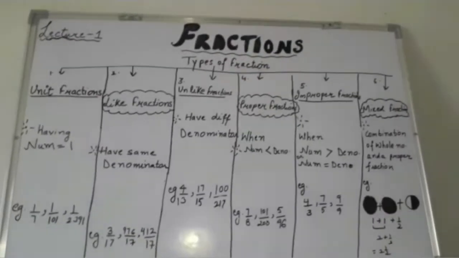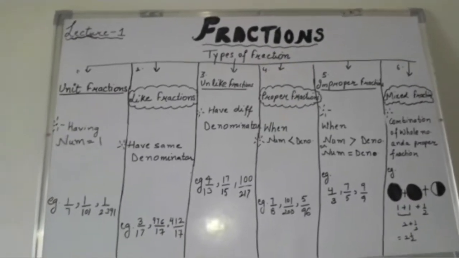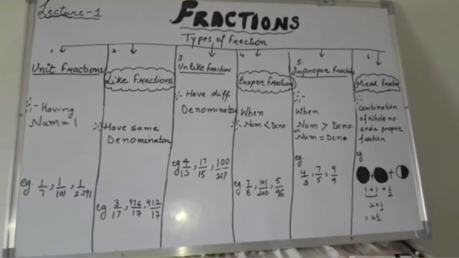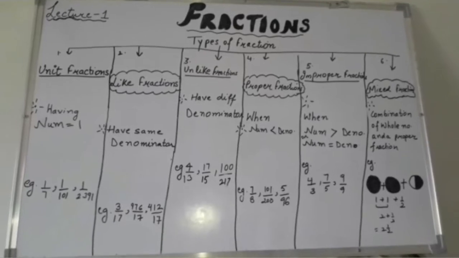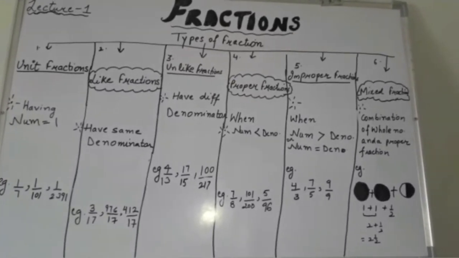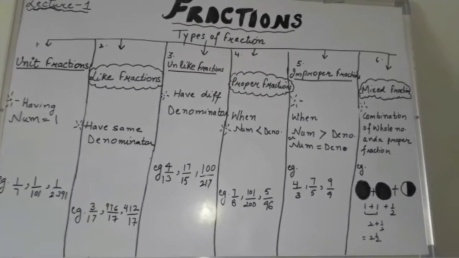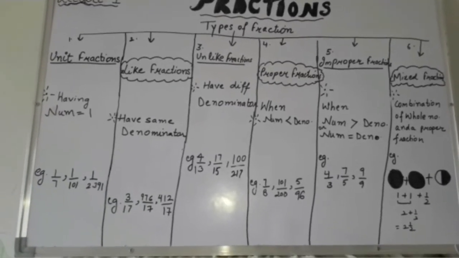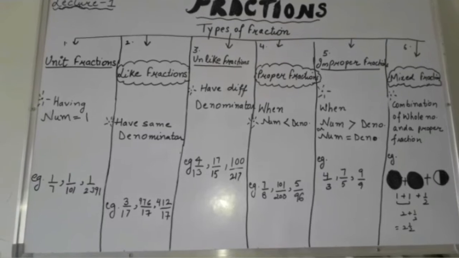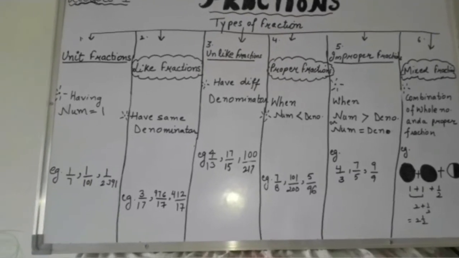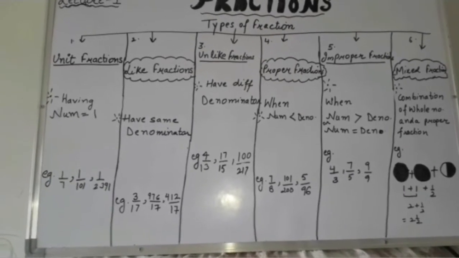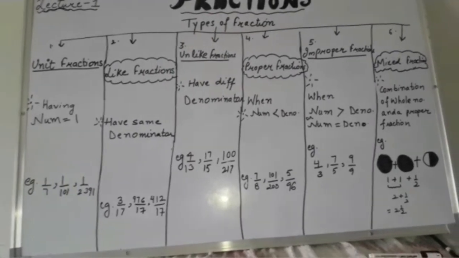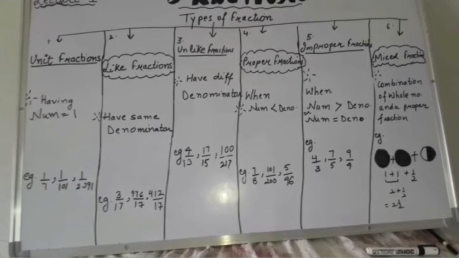Types of fractions. I am having 6 types of the fraction. First is unit fraction, second like fraction, third unlike fraction, fourth is proper fraction, fifth improper fraction, and sixth is mixed fraction. Now let us talk about the unit fraction. The unit fractions are those which are having the numerator as 1. For example, 1 by 7, 1 upon 101, 1 upon 2391 and any other example.